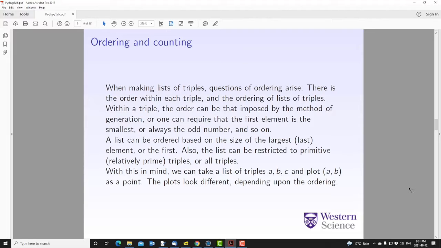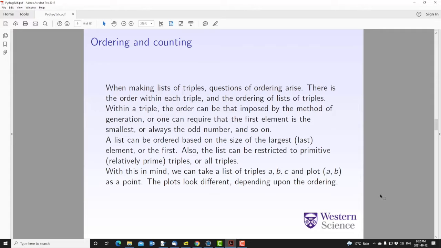And then inside each triple, you could either have them always starting with the odd number or always starting with the even number, or you could always rearrange them so that they were in ascending order. Sometimes the triple would start with an even number, sometimes it would start with an odd number. And those different orderings influence what you see. With that in mind, we're going to plot triples. And the way we're going to do it is we're going to take the first two elements, A and B, and treat them as the coordinates of a point. And depending upon how we order the triples, we will get different looking diagrams.